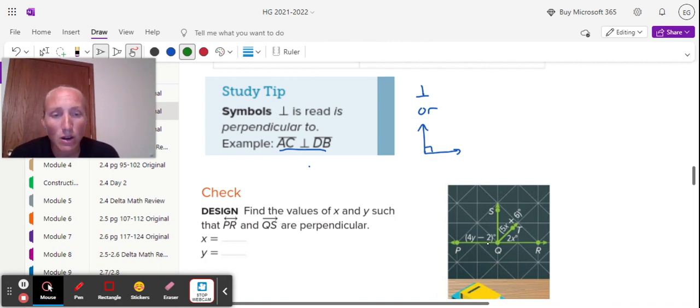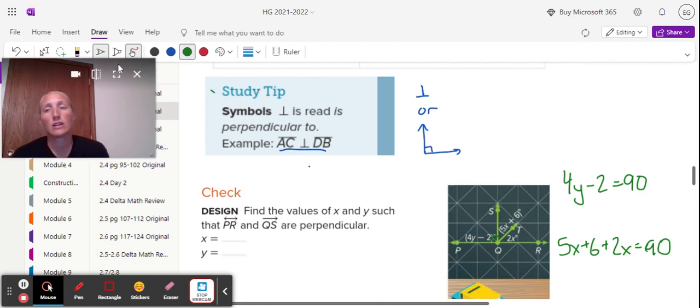Okay. So for PR and QS to be perpendicular, I want that 4y minus 2 to be equal to 90, because that's how I would get a 90-degree angle in there. And I want that 5x plus 6 plus the 2x, those two pieces together, to be equal to 90. Now, some people will try at this point to set these two quantities with the y's and x's together. You're going to get into a system that you don't need to get into here. So you want to try to keep the variables apart if you can.